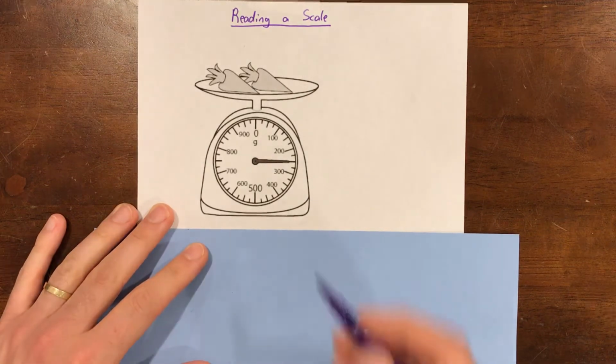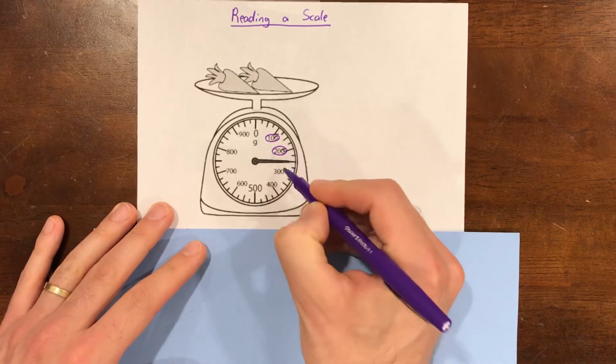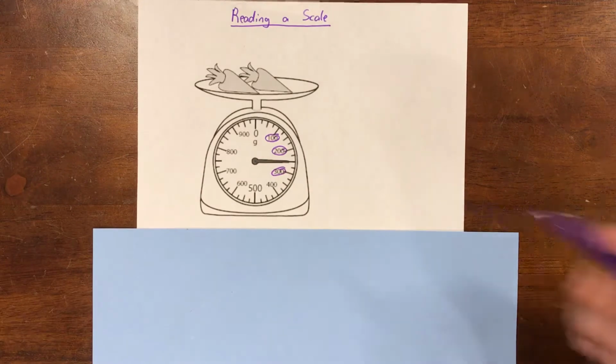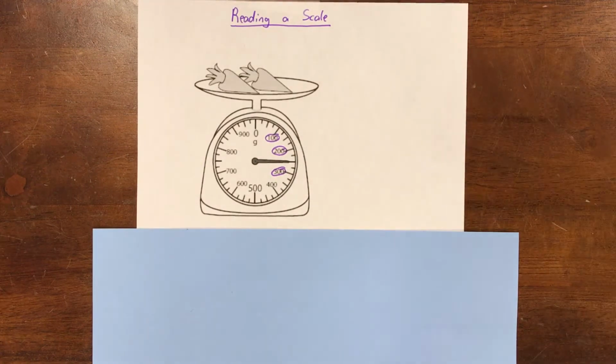So we can see in this scale that the largest intervals are counting by hundreds. Okay, well then, what are these smaller intervals counting by? How do you know? Say it out loud.